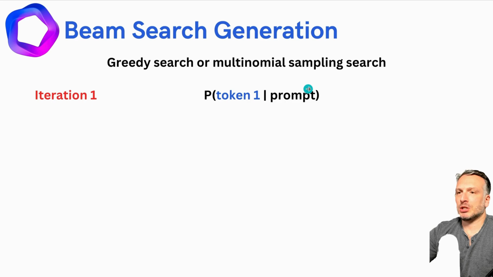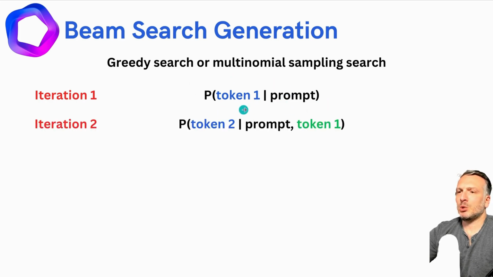In the first iteration, we just have the prompt, and the model is trying to predict the probability of the first token. So here we have the probability of token 1 conditioned on the prompt. And this is what the model is outputting. In the second iteration, we autoregress. We use the token 1 as input to the model. So we condition on the prompt and the token number 1, and we try to predict the token number 2.